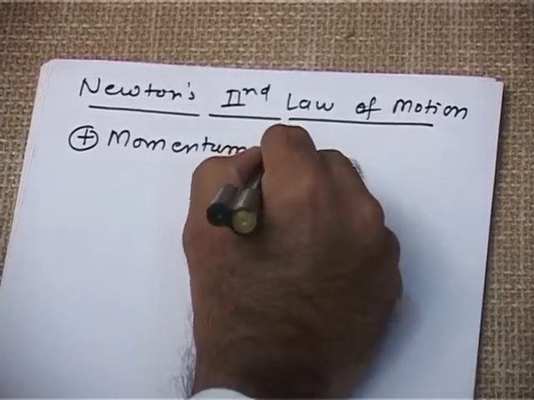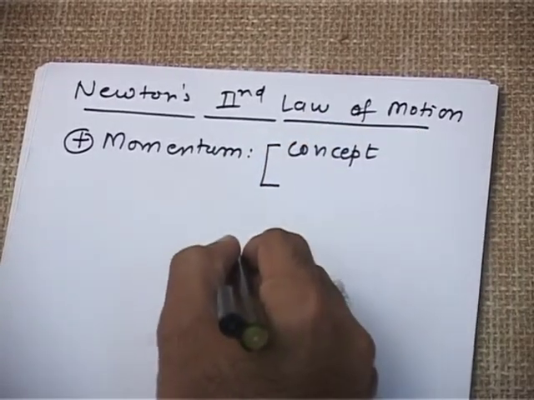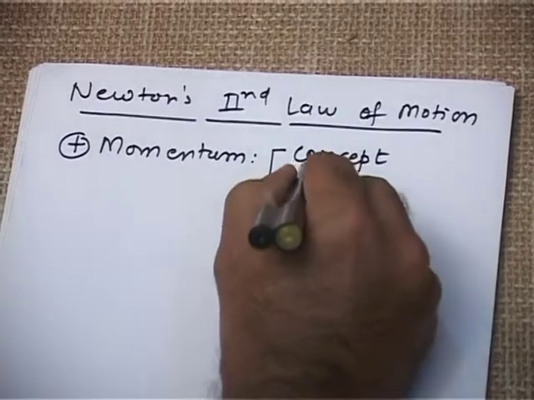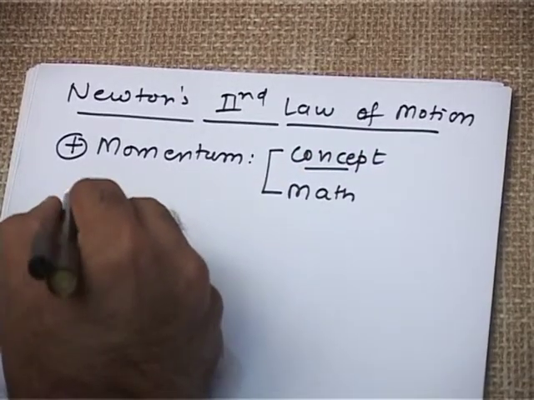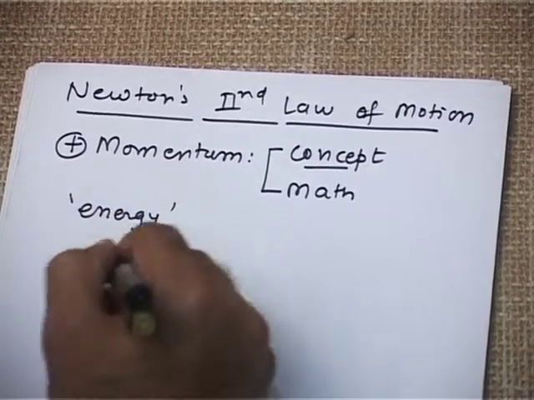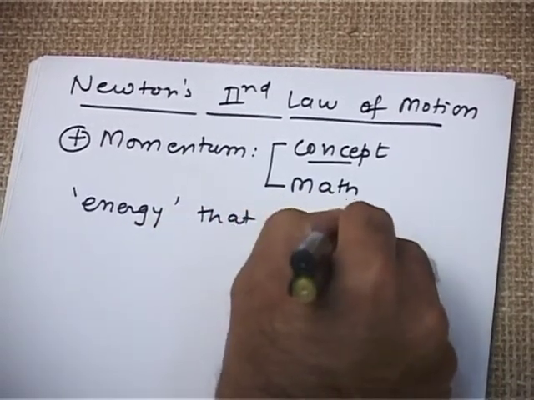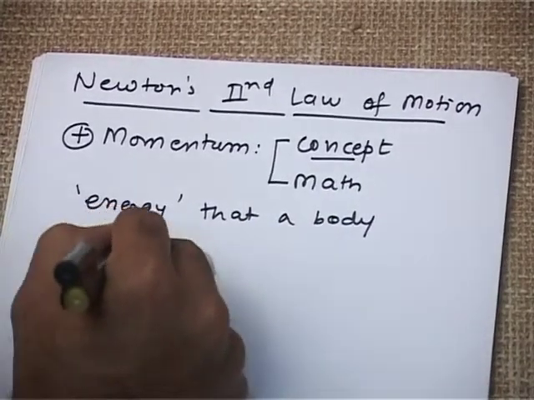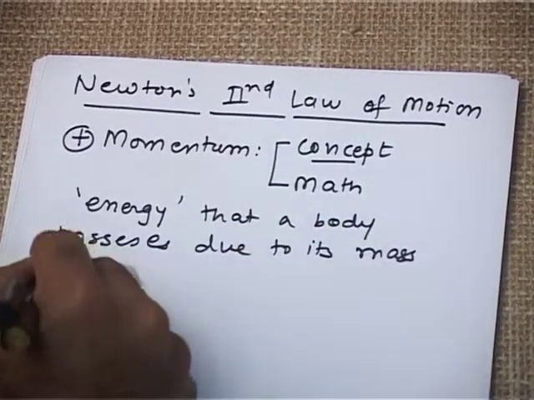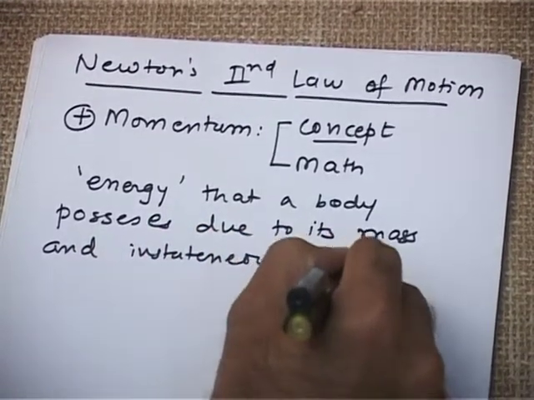What we'll do is we'll look at momentum from two perspectives. First is try to understand it conceptually, try to understand the concept of momentum. And secondly, we will look at the math aspect of momentum. Okay, let's begin with the concept of momentum. Momentum is some sort of "energy", I am writing energy in inverted commas. Energy that a body possesses due to its mass and instantaneous velocity. Let's look at this more closely.